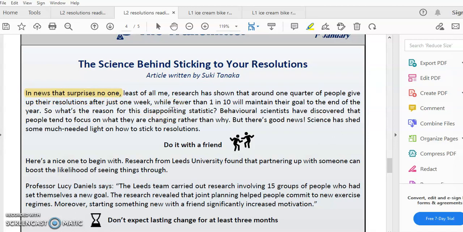I might be surprised by it, or I might not care, you know? And again, disappointing statistic. Again, this is an opinion. In her opinion, it's disappointing that so many people give up on their New Year's resolutions. For somebody who sells gym memberships, they probably think that's fantastic. They love this statistic because it means they get plenty of repeat customers. And again, but there's good news. That is an opinion. It is her opinion that this is good news.